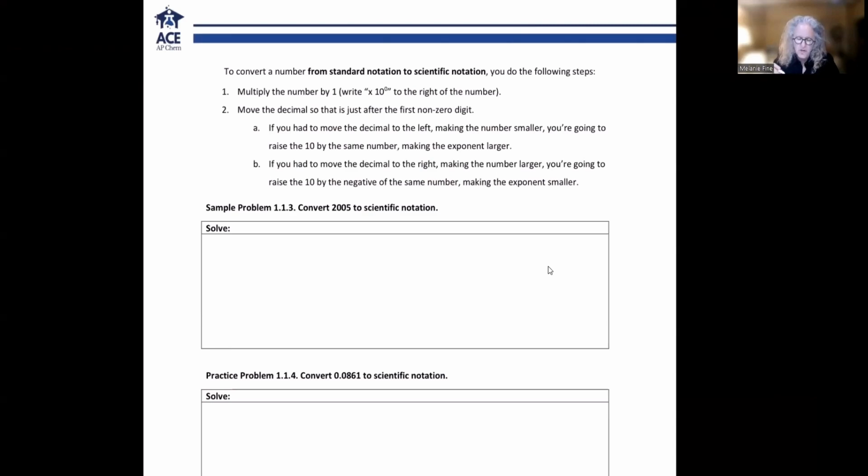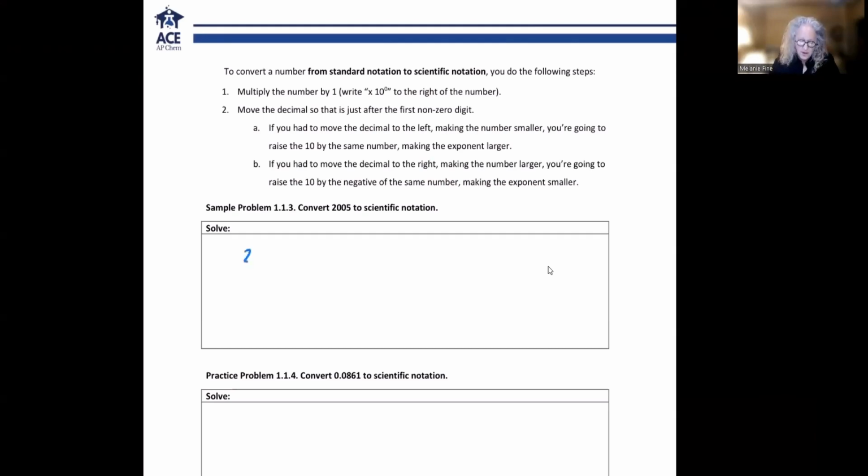But if I had to move the decimal to the left to get the decimal just behind that first non-zero digit, making the number smaller, I'm going to raise the 10 by that same number, making the exponent larger. If, on the other hand, I had to move the decimal to the right to get just after the first non-zero digit, making that number larger, I'm going to raise the 10 by the negative of the same number, making the exponent smaller.